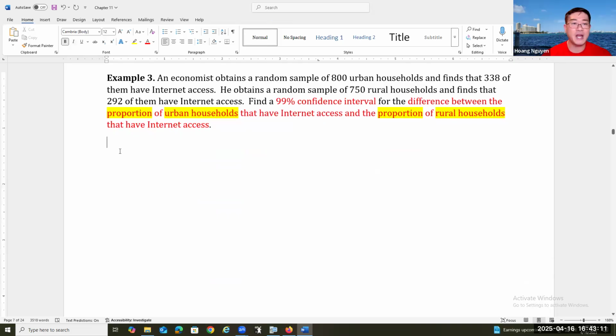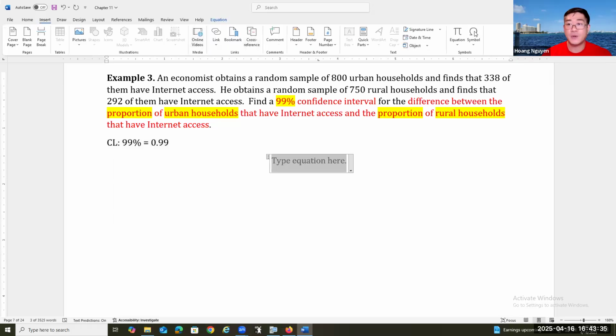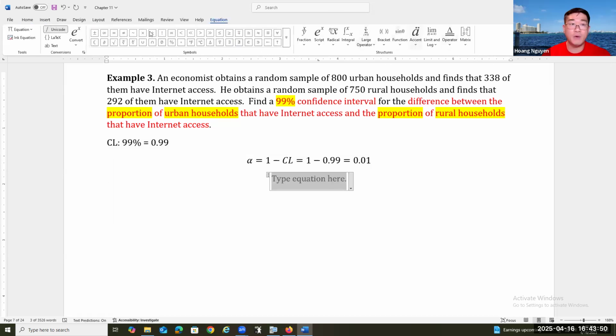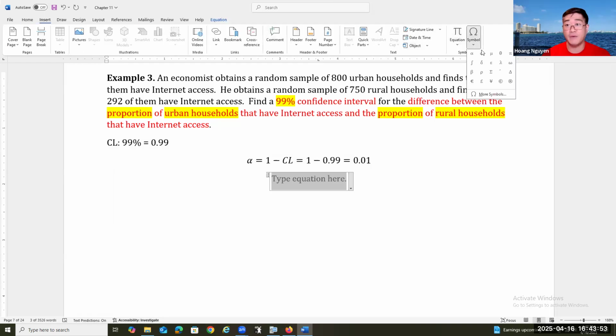In order to find z sub alpha over 2, you start from the confidence level. The confidence level we have right here is 99%, which is 0.99. After I get the confidence level, I find the corresponding alpha. Alpha will be 1 minus the confidence level, which is 1 minus 0.99, which is 0.01. After I get alpha, I will divide alpha by 2 because we're looking for alpha over 2.